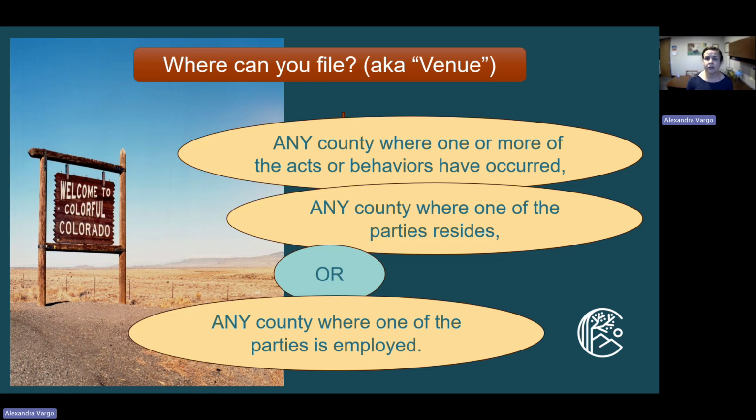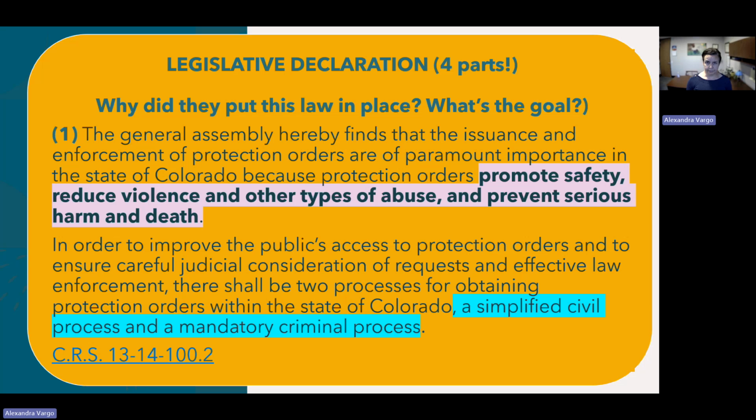Where can you file a protection order? That is very different from criminal cases where the incident has to have occurred in the county where you file. With a protection order, the venue is appropriate in any county where one of the acts has occurred, or any county where one of the parties resides, or any county where one of the parties is employed. So the statute is really in place to allow you to still be free and safe from the harm and the fear, and still be able to file your case. So the venue is pretty flexible there.